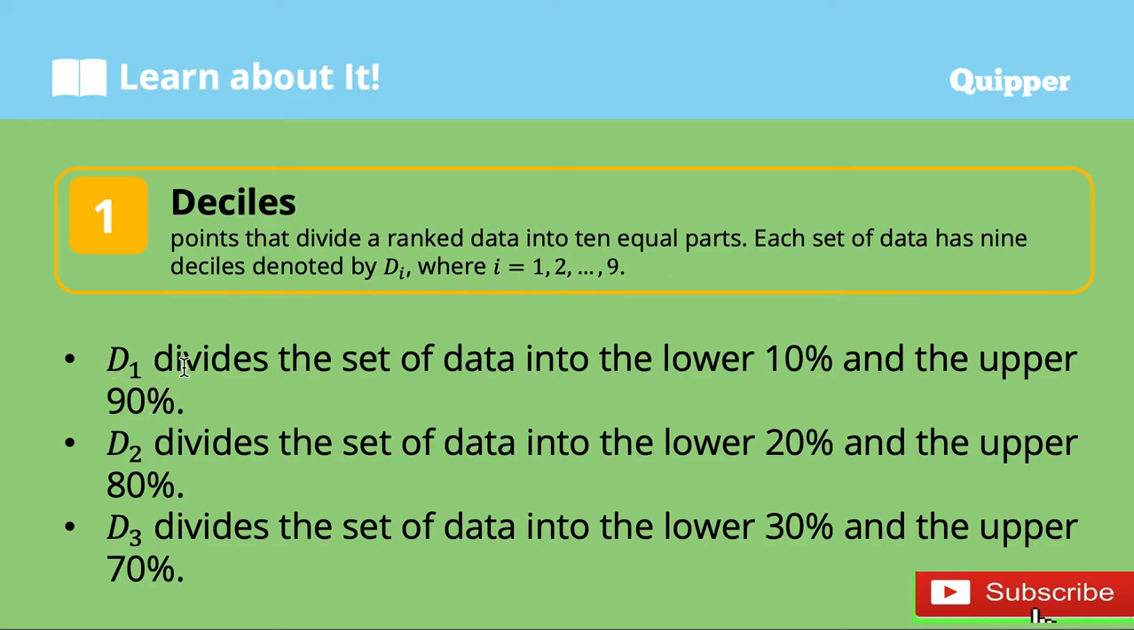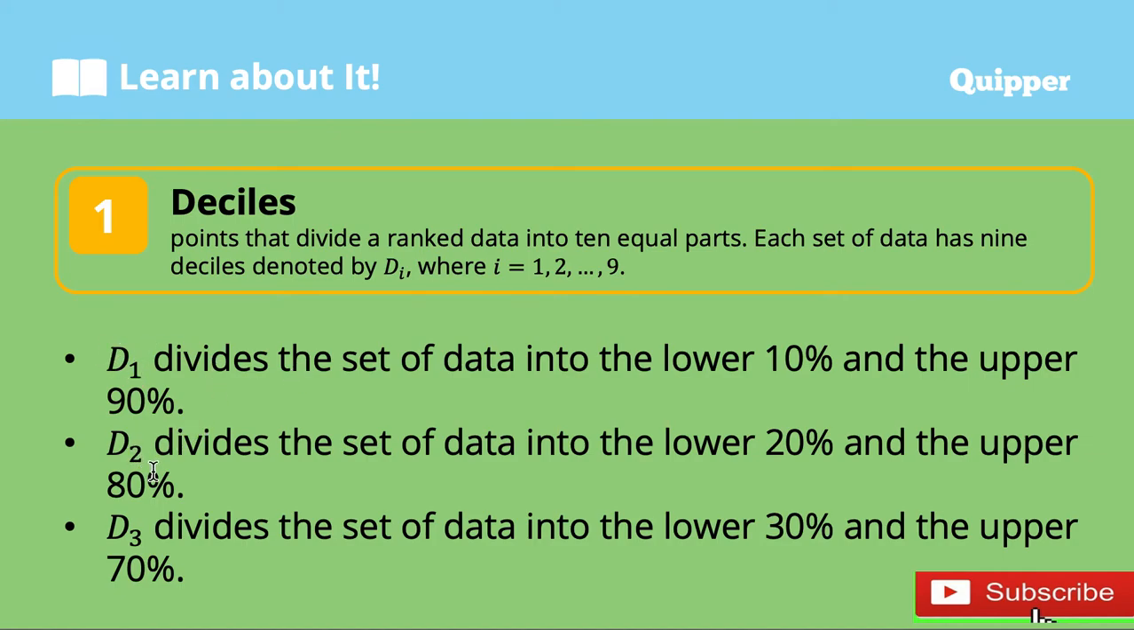First decile, it divides the set of data into the lower 10% and the upper 90%. The interpretation is, if your score is the first decile, it means that you are ahead of the 10% of the population, but 90% of the population are ahead of you. That's the interpretation if your score is the first decile.